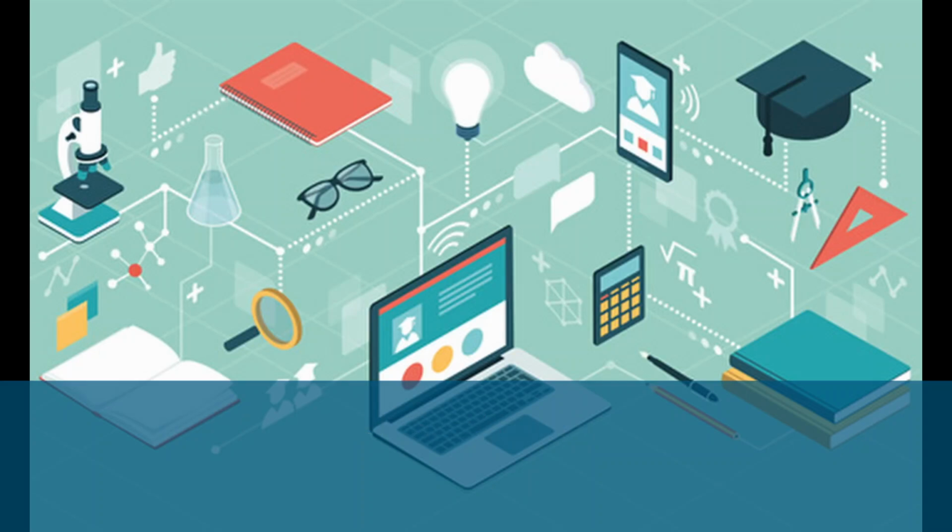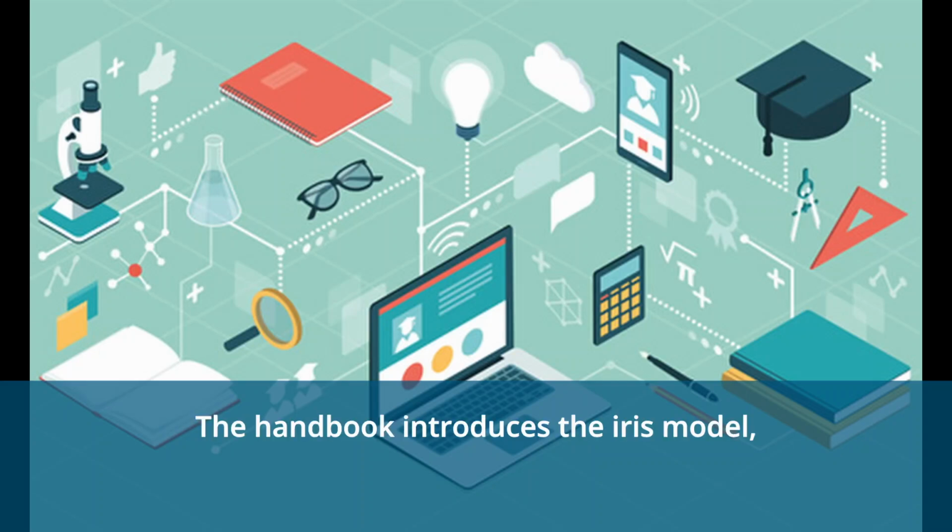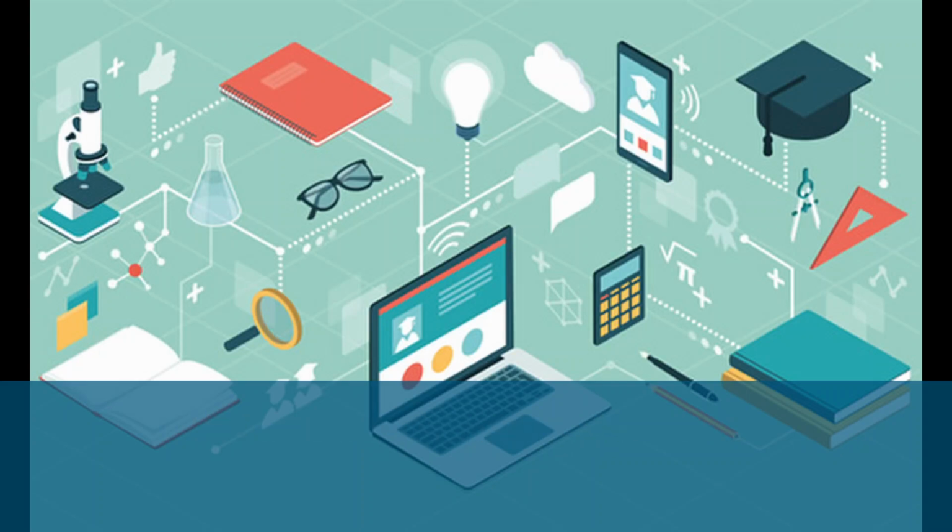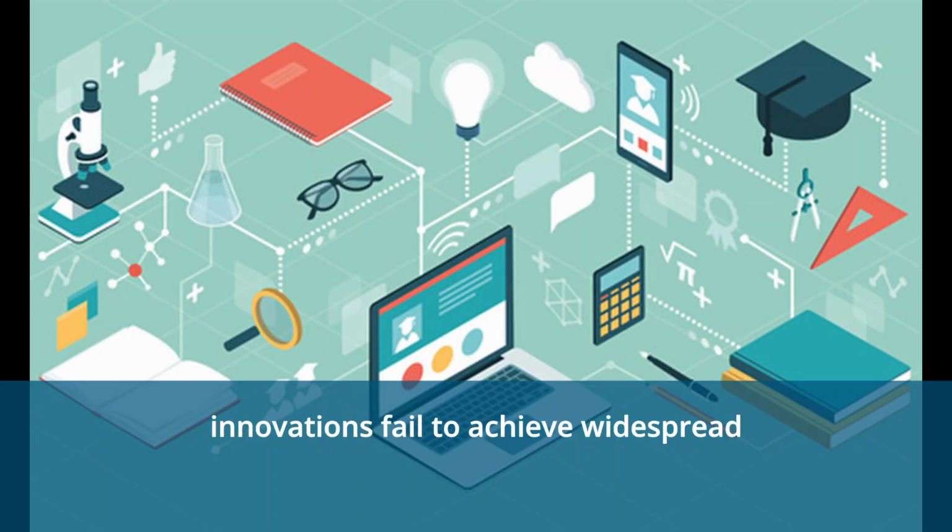6.7 The Iris Model. The handbook introduces the Iris Model, innovation, research, implementation, systematization, as a framework for understanding how educational technology innovations move from experimental pilots to sustainable institutional practice. This model helps explain why so many promising innovations fail to achieve widespread adoption. The journey from what is possible to how do we scale this requires careful research and implementation work that is often skipped in the enthusiasm of early adoption.